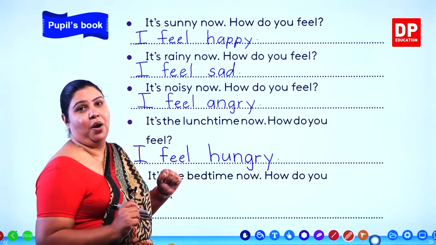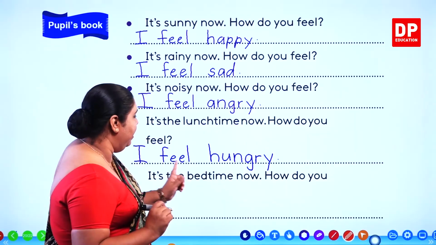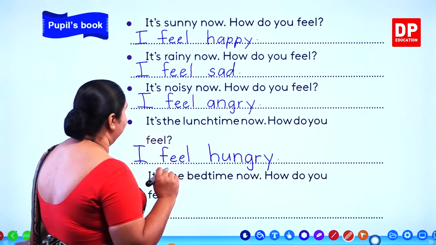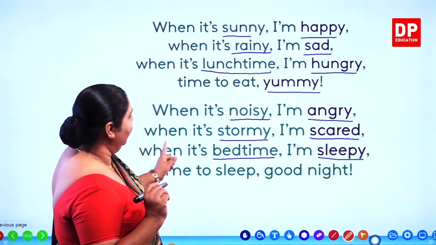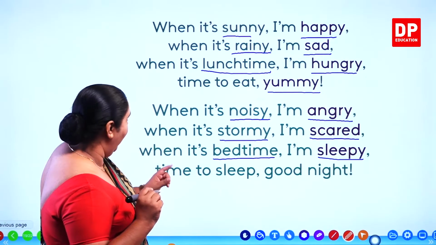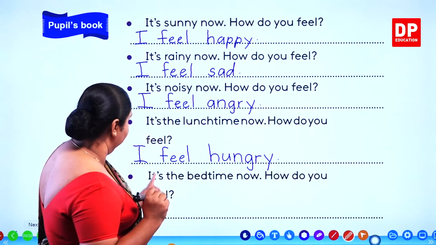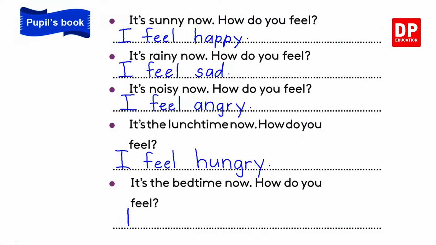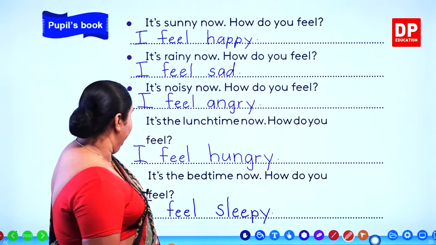It's the bedtime now. It's time to sleep. How do you feel? Now, when you want to sleep, how do you feel? What did the poem say? When it's bedtime, I'm sleepy. That's right. So we'll write the answer. It's the bedtime now. How do you feel? I feel sleepy. When it's time to go to bed, you will feel sleepy. S-L-E-E-P-Y. Sleepy.